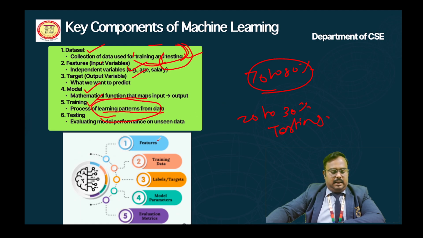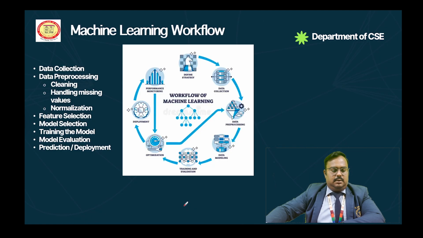So in this diagram, I have given the same thing: features, training data, labels and targets, model parameters, and evaluation metrics. So next one is the machine learning workflow. So what is the workflow of machine learning?